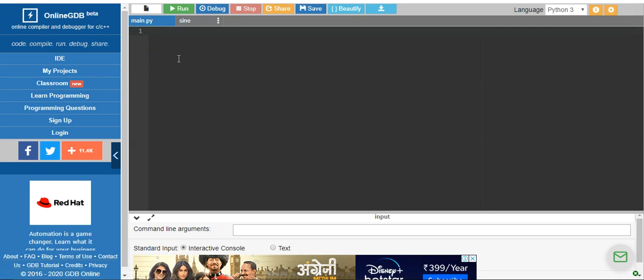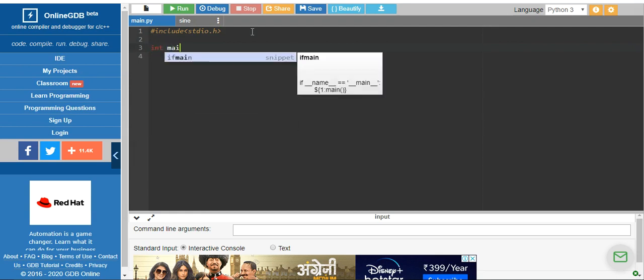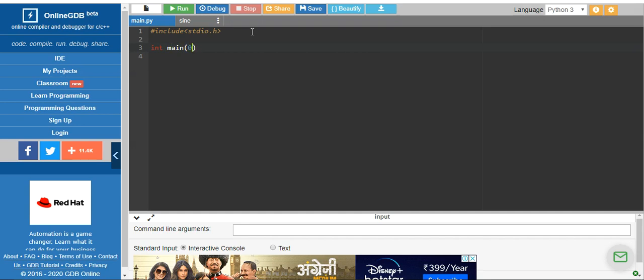Okay, so now let's move on to the program. We know that we need to use hash include stdio.h, which is a predefined library header file, and to use our printf and scanf functions we are including this header file. We will see if we need any other header files at a later stage. And you have the int main function. Since you are giving int main, the return value should be some integer. If you are giving void main, then there is no need to write the return statement.